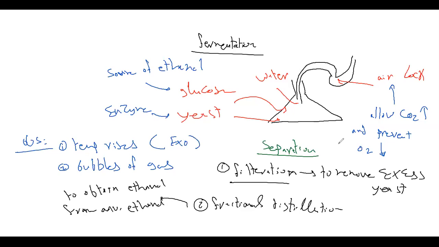So as a beginning, we have an airlock for anaerobic respiration, allowing carbon dioxide to get out and preventing oxygen from getting in. Adding water, glucose, and yeast. Yeast is an enzyme or biological catalyst. You will find that the temperature rises and bubbles of gas form. After that, for separation, we make filtration to remove excess yeast. Number two, fractional distillation to obtain ethanol from aqueous ethanol.